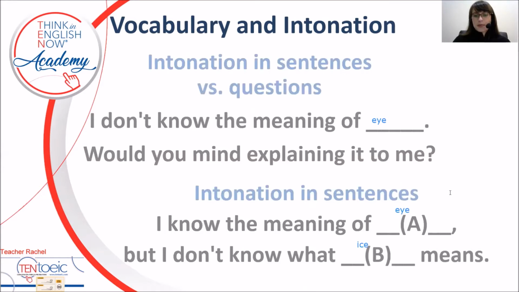For example, I know the meaning of I, but I don't know what ice means. So notice how we're really emphasizing the vocabulary words because we want them to be understood and clear. I know the meaning of I, but I don't know what ice means. So there's a good example of how to do the intonation, putting emphasis also on the most important words in the sentence. So now let's take a look at our vocabulary and definitions.